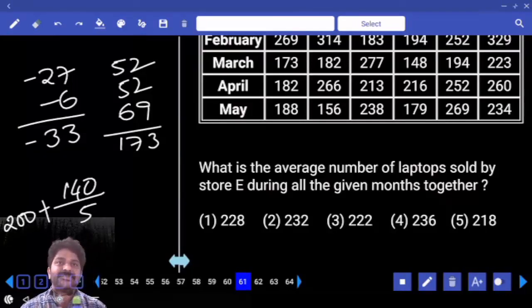As this is an average for 5 numbers, we are not going for last digit verification. If it is some other number, probably we can verify the last digit also.